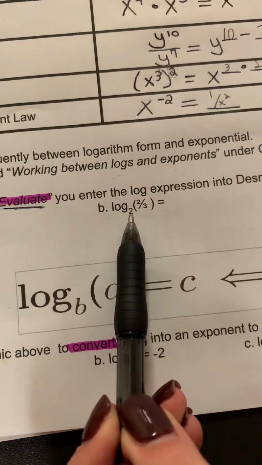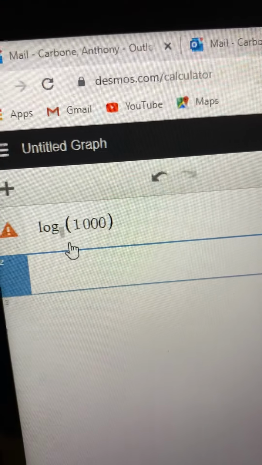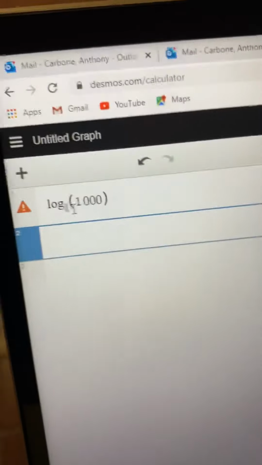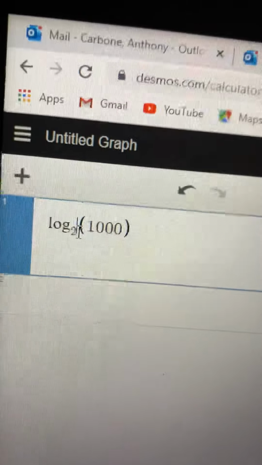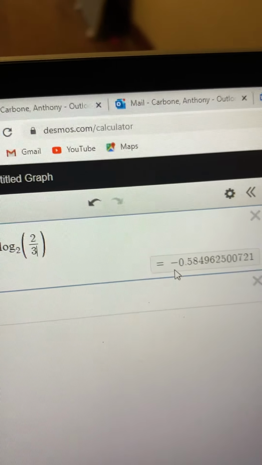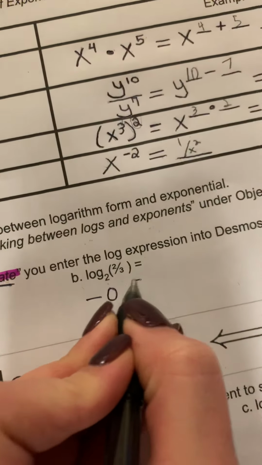This one is log 2 of 2/3. So I'm just gonna keep this log up here, but just change the 4 to a 2. Okay, and then the 1,000 was 2/3. So 2 divided by 3. There's my log. Again, it's a pretty long decimal. There's a negative out front, so that becomes my answer, negative 0.58.